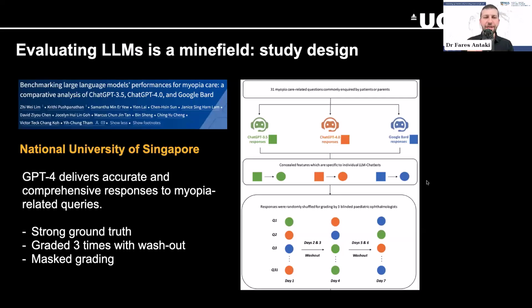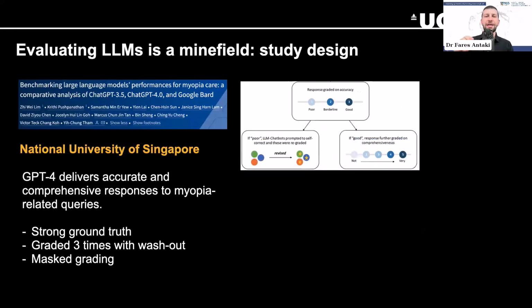And what was really nice about this paper as well is that they not only graded the responses on accuracy, but they gave the LLM a chance. If the LLM response was poor, they asked it to self-refine, to regrade itself, and to correct. And we're seeing more and more evidence that doing self-refinement of the LLM to look at its own answers allows us to have better responses.